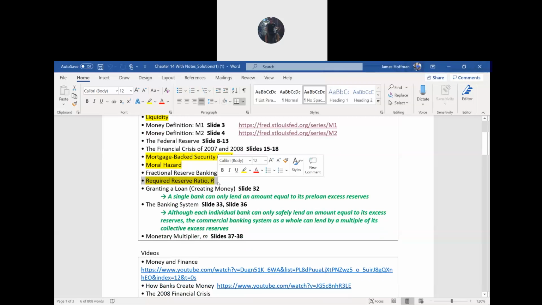The required reserve ratio is the amount that banks have to keep on reserve, and banks can create money by lending equal to their excess reserves, but the banking system as a whole can create a multiple amount of new money according to the monetary multiplier, which was 1 over R.